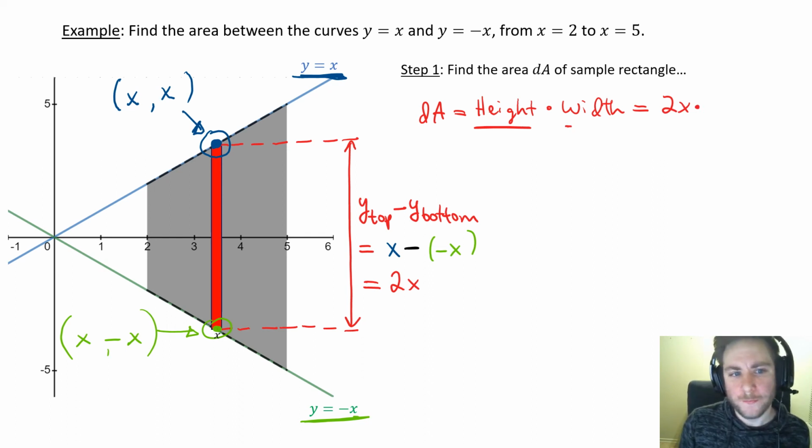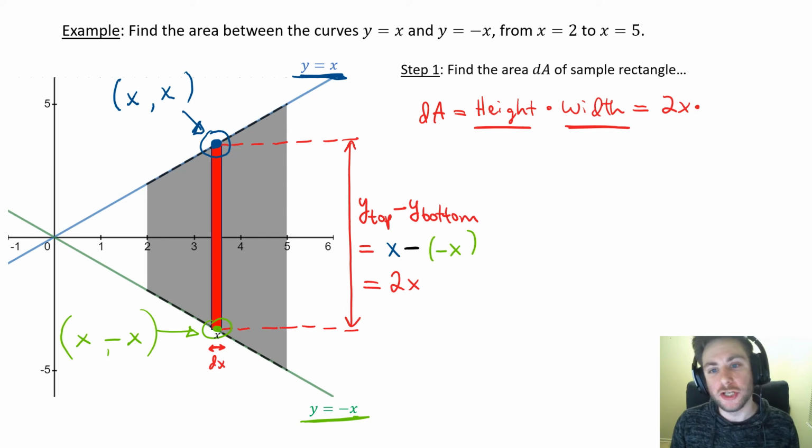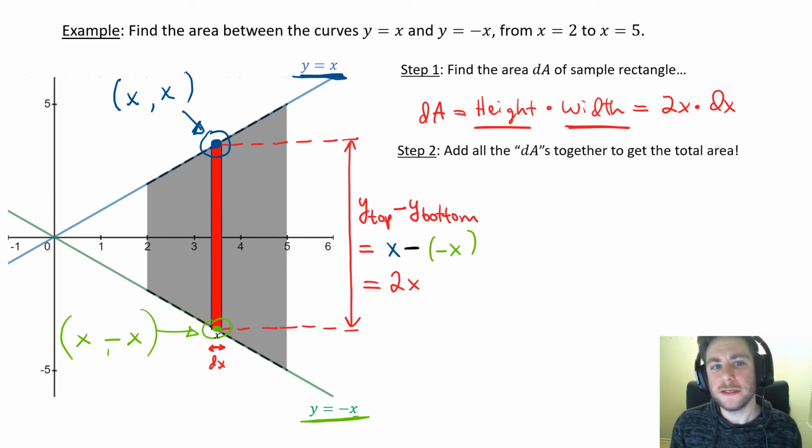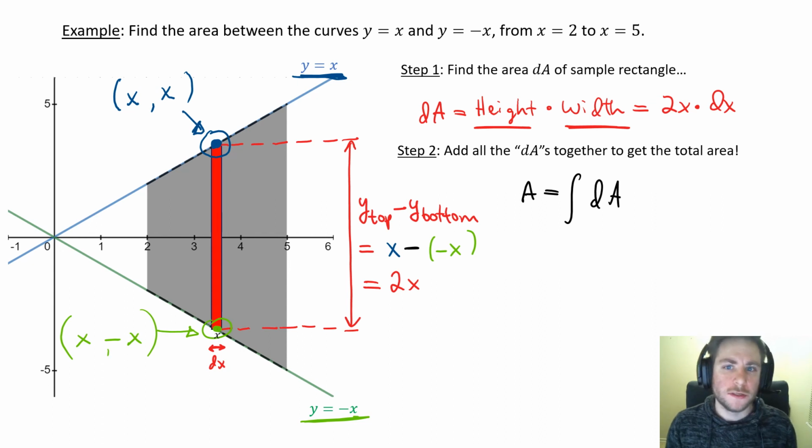But what about the width? Well, the width of the rectangle would be an infinitesimally small change in x, and that is what we call dx. So this completes our formula for dA. Remember that dA represents the area of a sample rectangle. So as a final step, we still need to add all of the sample rectangles together to get our total area. Also remember that adding the dAs together is signified by taking the integral. So if we do this, we'll get our total area, which I've called A, right? Add together all the dAs, or in other words, integrate the dA to get your total area.